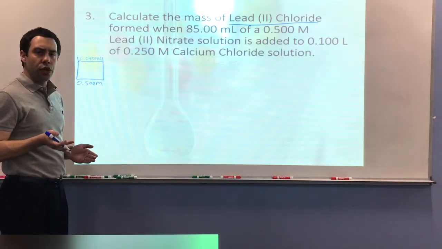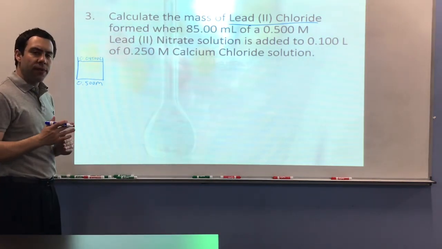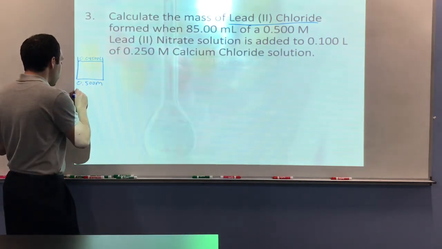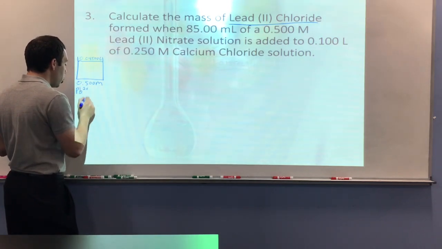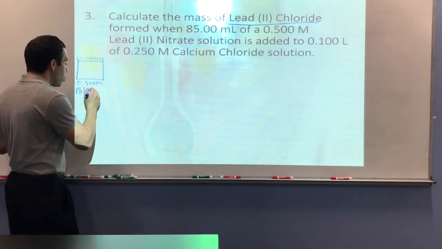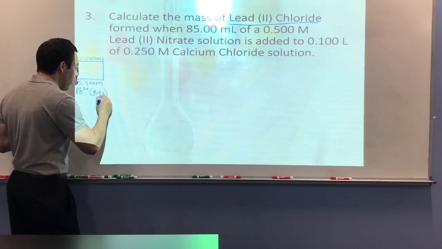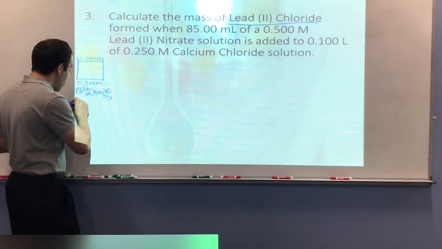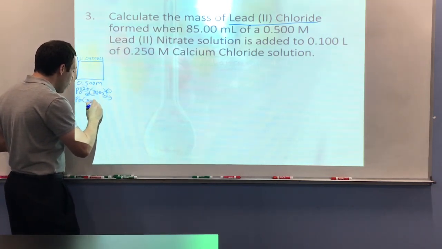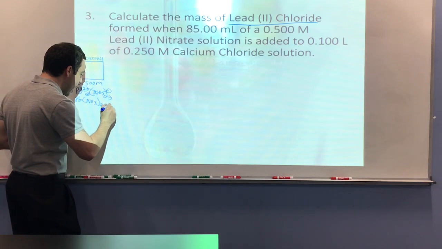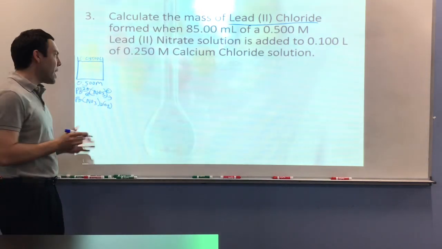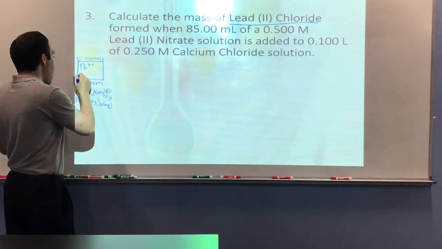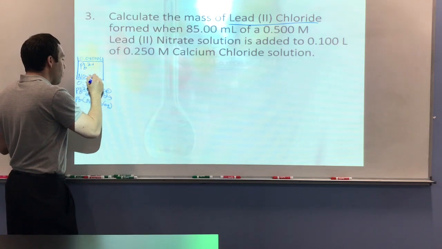lead 2 nitrate solution. So before we go any further, we have to figure out what lead 2 nitrate is. We have to perform the crisscross method. So lead 2 means lead with a 2+ charge, and nitrate off of table E is NO3 with a negative 1 charge. We cross, we drop, we swap, we get Pb(NO3)2 aqueous, which means for every lead 2+ that dissociates in solution, we have 2 NO3 minuses.